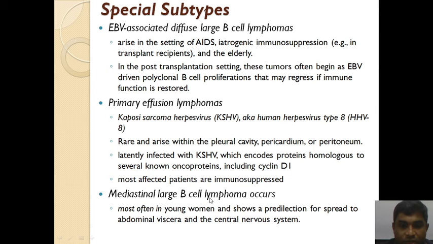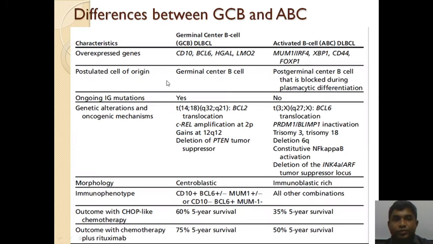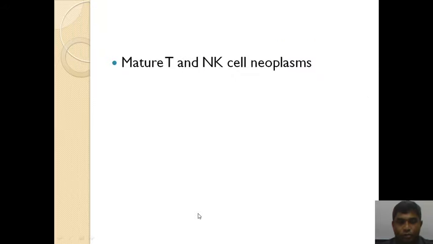And mediastinal large B-cell lymphoma is a group which commonly occurs in women and shows predilection for spread to abdominal viscera and CNS. So we saw there are 2 molecular groups, germinal center B-cell-like and activated B-cell-like. It depends on the overexpression of different genes and immunophenotype, and it is good to remember that GCB or the germinal center B-cell type has a better survival rate compared to the other group. So that's for the B-cell neoplasms.